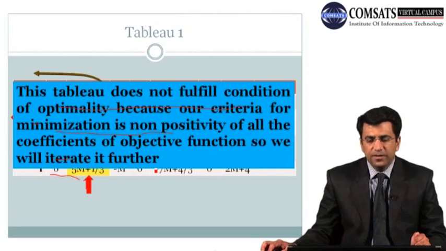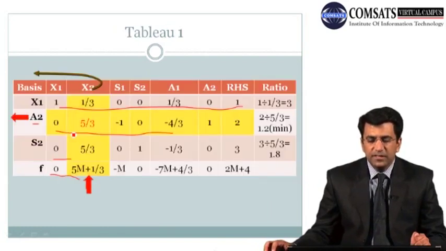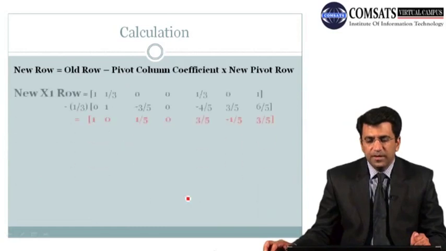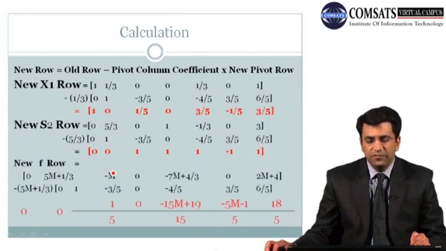We'll have to again follow the steps. That is, we'll have to again find the new pivot row, and again find the rows other than the pivot row. In this particular case, you can see that 5 by 3 is our pivot number, the point of intersection of the pivot row and pivot column. So we will put this value in this formula, and this is our old pivot row in the previous table, and in this fashion we will get the new pivot row. Again we'll have to compute the new x1 row, the new s2 row and the new f row.